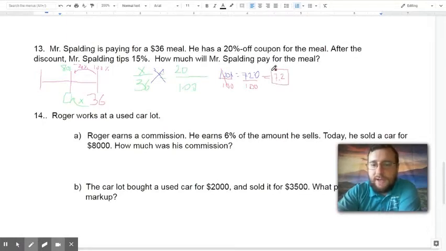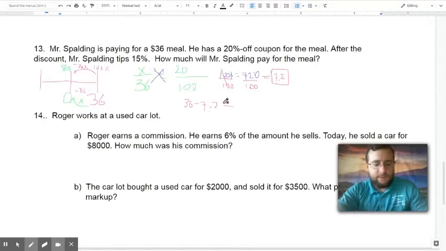And now what I just found is not what I paid. I found the gap. I found that it drops by 7.2, right? So then what do I actually pay? So then what I actually pay would be $36 minus the 7.2, which is the discount. And let's see what that is.